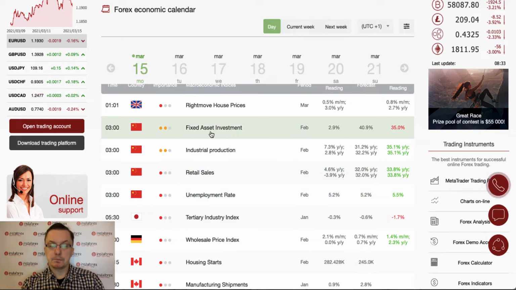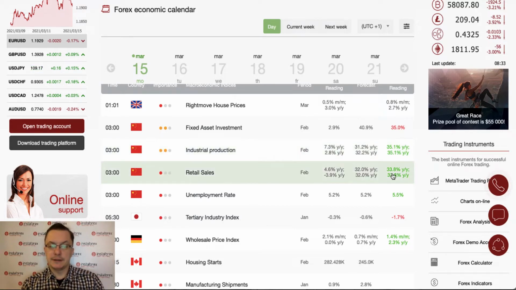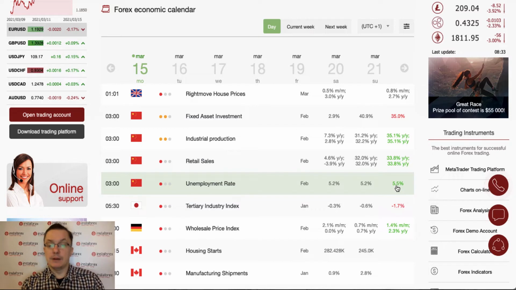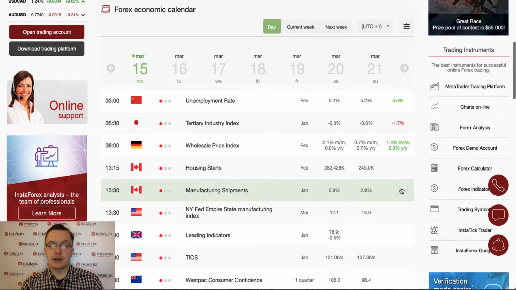As you can see, the fixed asset investment is deteriorating from 2.9% to 35%, but it's still below the forecast of 40%, which is why it's deteriorating. Industrial production is better than expected. It jumped from 7.3% to 35%. It's better than a forecast of 31. Retail sales are better as well, and of course the unemployment rate, well, it's better than the forecast, 5.2%, but it's actually rising, so it's not that good anymore. So that was an interesting bunch of data from China.